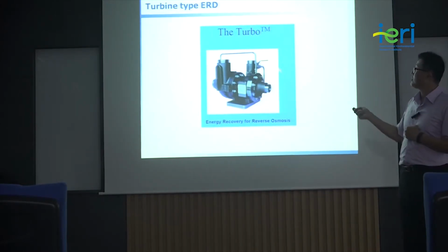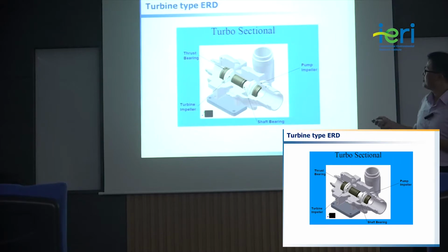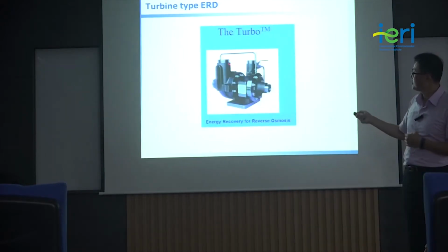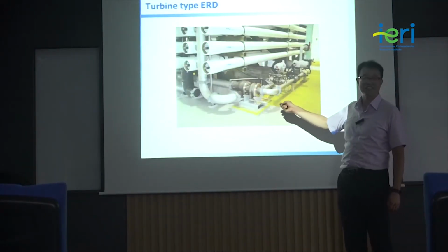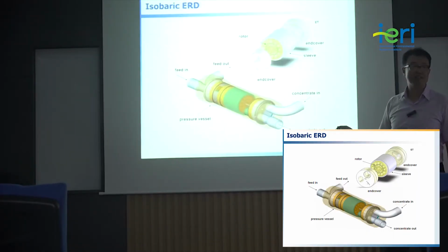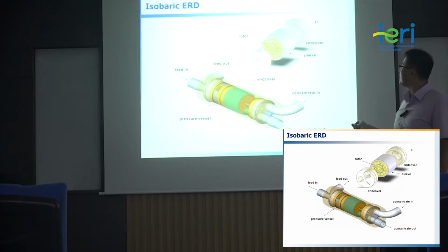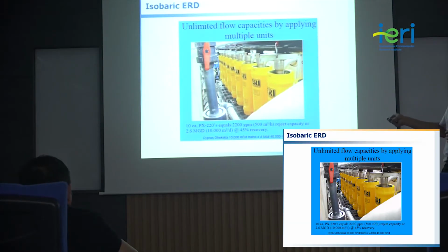So this is a picture of the turbine type ERD. Maybe the brand is Turbocharger. Same picture, same product, Turbocharger. This looks like a turbocharger in the real system. And this is another type of ERD, isobaric. This is a schematic picture of the pressure exchanger. Pressure exchanger is a brand name for the isobaric type of ERD. This one.